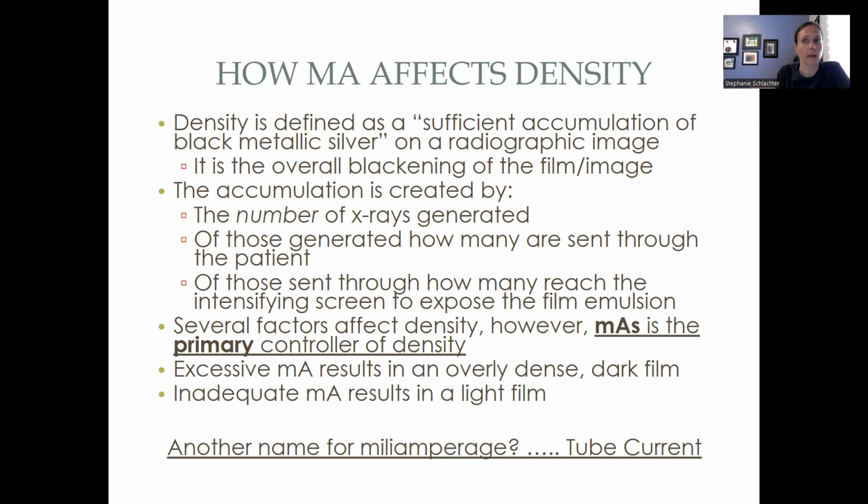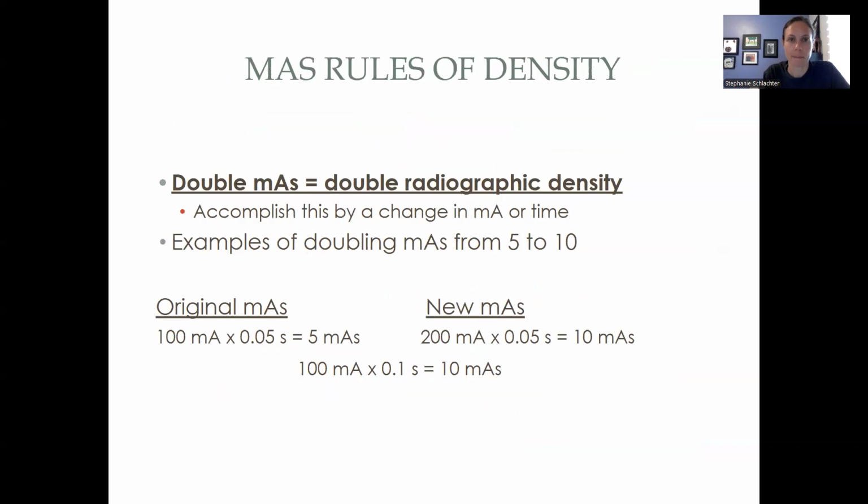We'll talk about the other thing in a moment, and we've talked about it already. But the primary thing I want you to remember that controls density of a film is the MAS, okay? So if we have too much MA or MAS, we'll have an overly dark image. If we don't have enough, we're gonna have a lighter film, okay? And then again, when we talk about milliamperage, another name for milliamperage is tube current. So if you see that show up again, you'll know why.